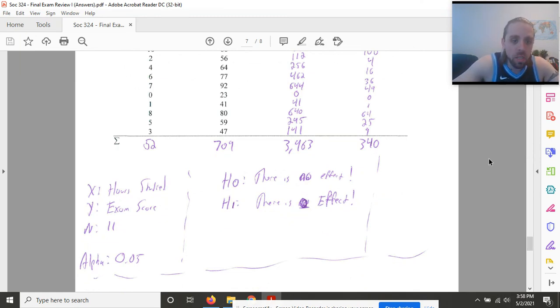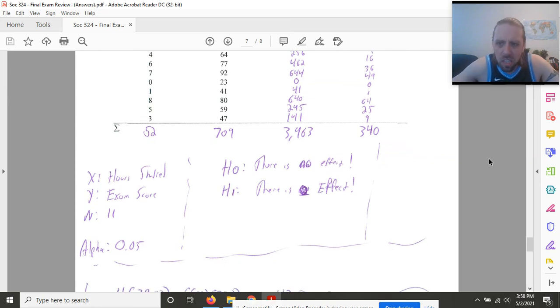X refers to hours studied. I'm hypothesizing that that has an effect on Y. Y is my dependent variable, and that's exam scores. My N here is 11. I will need that for the formula. H0, there is no effect of X on Y. H1, there is an effect of X on Y. My alpha is 0.05. I don't need to set a critical value because that's too complicated to do by hand, but let's just assume that that's what we're doing because regression output is always assumed to be significant if the p-value is less than 0.05.